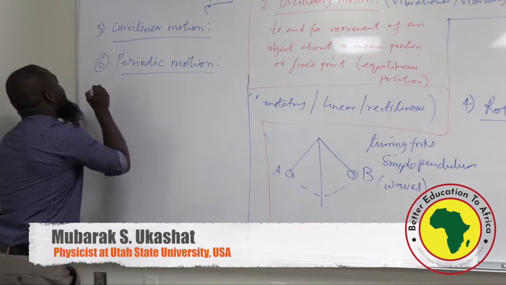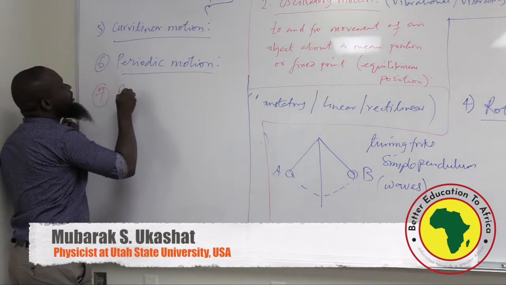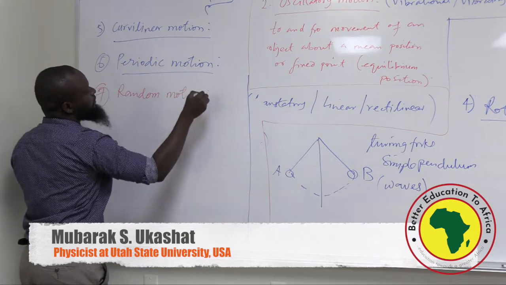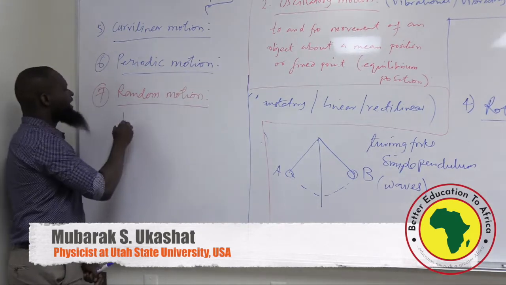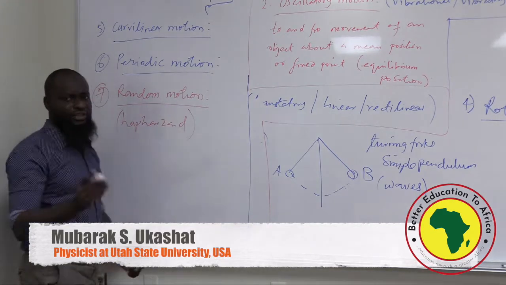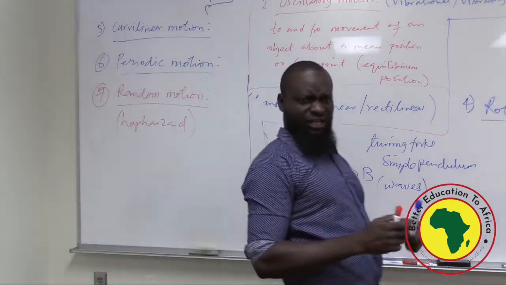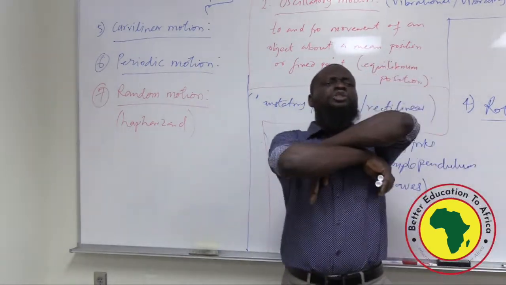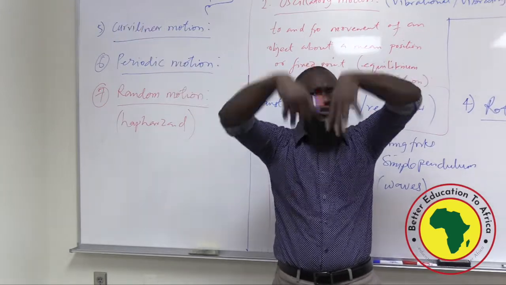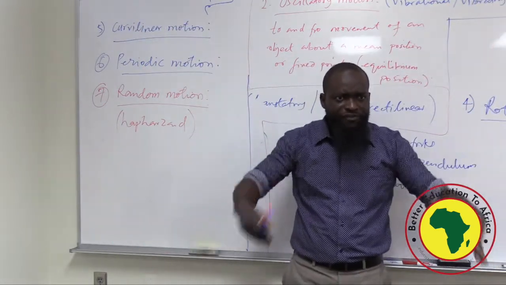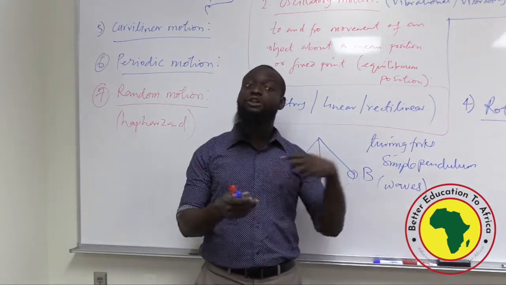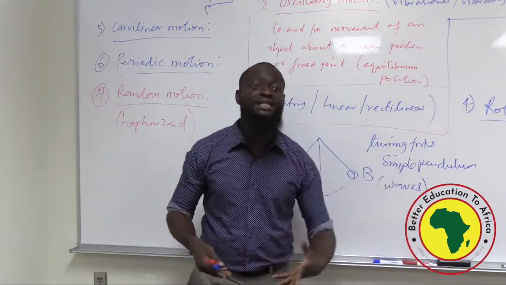The last kind of motion we'll talk about is the one we call random motion. Random motion is haphazard. It's that motion that has no direction. It is chaotic. Zigzag, like motion of smoke particles, motion of maggots, motion of dust particles. They have no sense of a unique direction. We call them random motion.